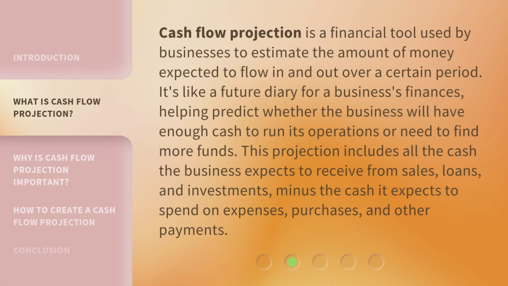Cash flow projection is a financial tool used by businesses to estimate the amount of money expected to flow in and out over a certain period. It's like a future diary for a business's finances, helping predict whether the business will have enough cash to run its operations or need to find more funds. This projection includes all the cash the business expects to receive from sales, loans, and investments, minus the cash it expects to spend on expenses, purchases, and other payments.